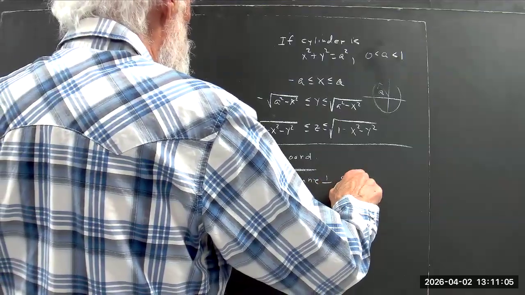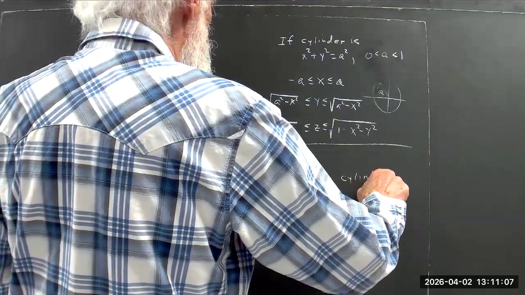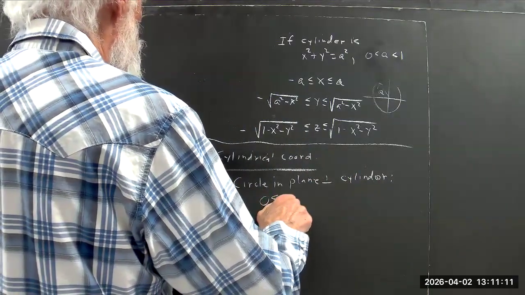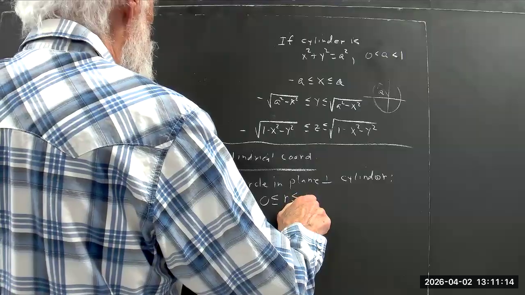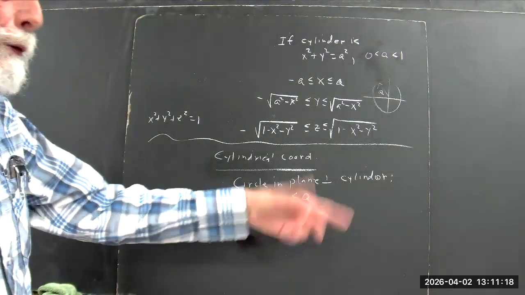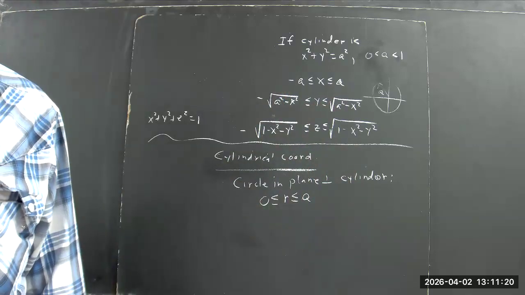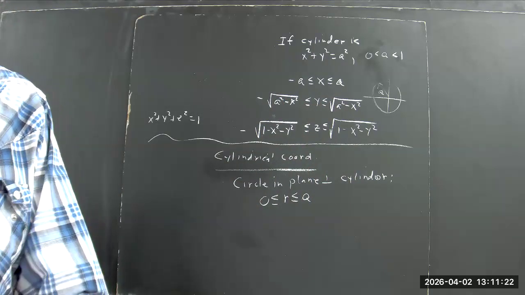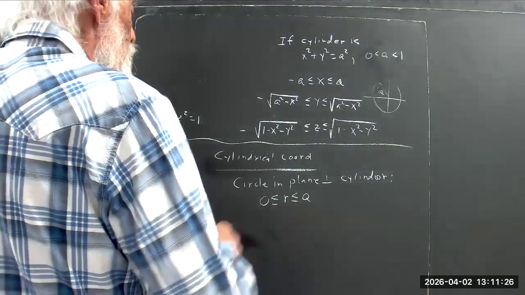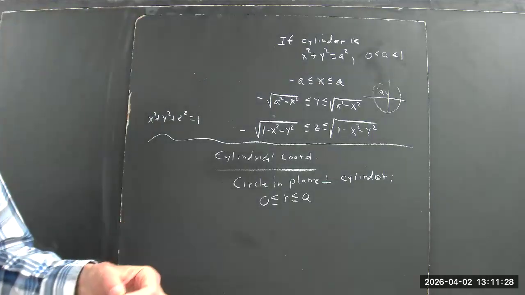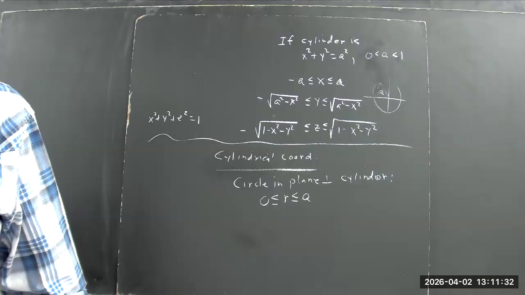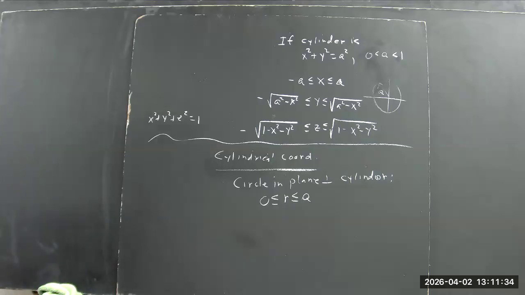Circle in the plane perpendicular to the cylinder. We're going to go ahead and use a. It doesn't matter, we can use 1, it's fine. But if you use a, it's more general. Okay. r, your arc coordinate, your distance from the origin within that circle, can't be bigger than the radius of the circle, less than or equal to a.